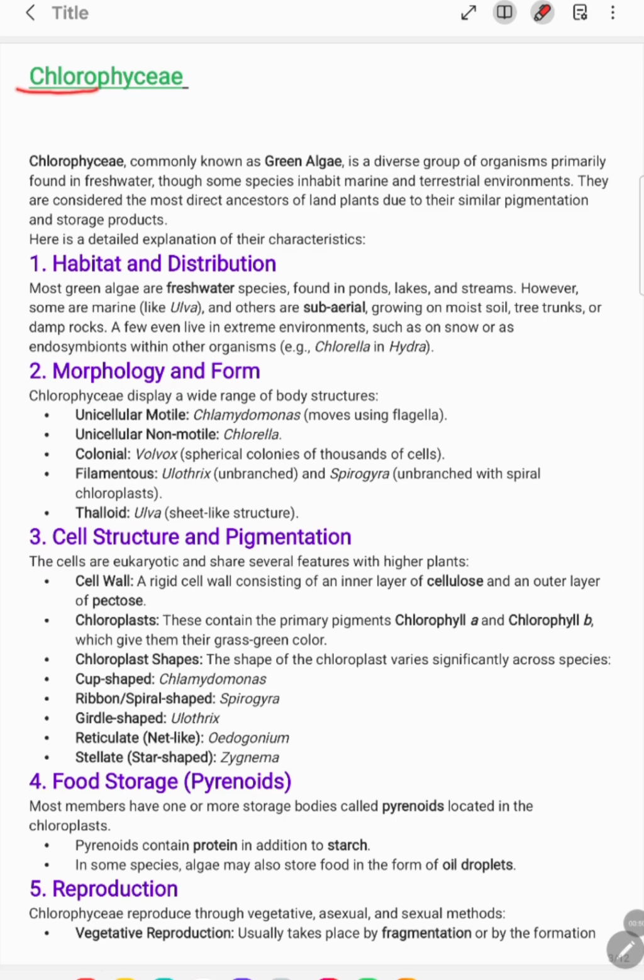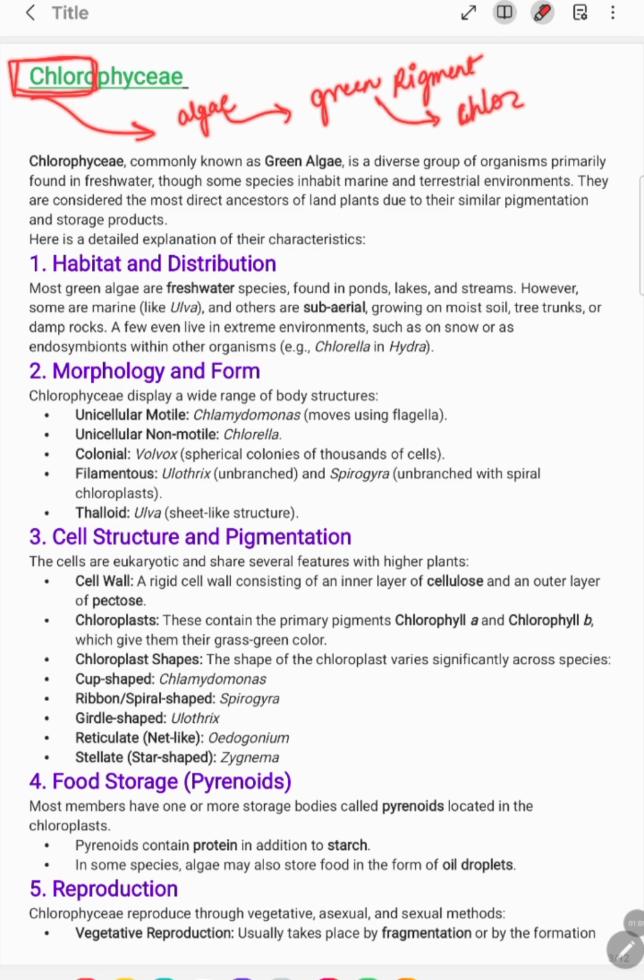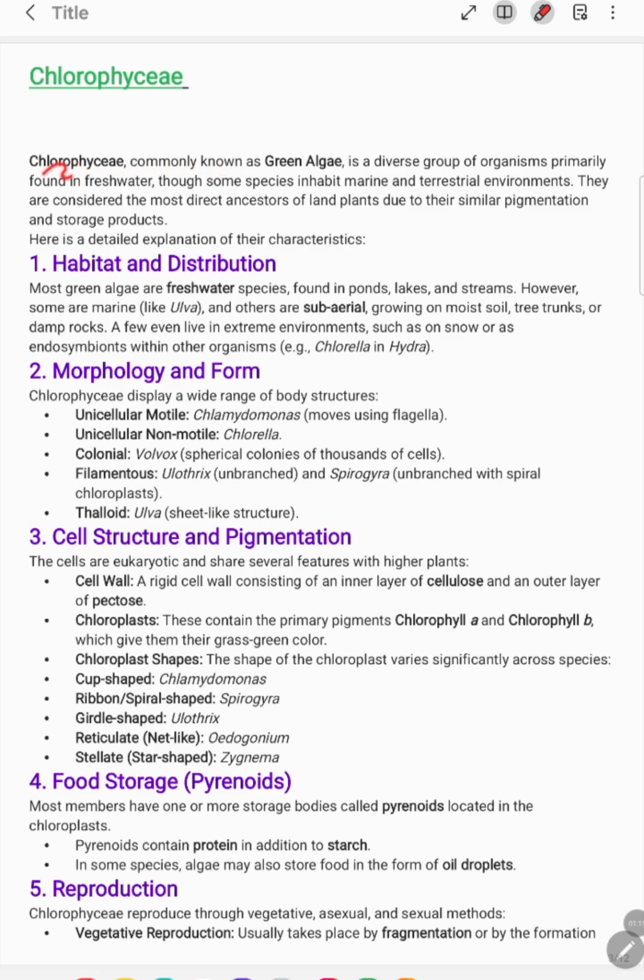See, as the name suggests, chloro, meaning these members of the algae are containing the green pigment. What is the green pigment which is responsible for photosynthesis? It is chlorophyll. Okay, the green pigment which is responsible for the photosynthesis is the chlorophyll. See, the Chlorophyceae, commonly known as the green algae. The other name of the Chlorophyceae is the green algae.